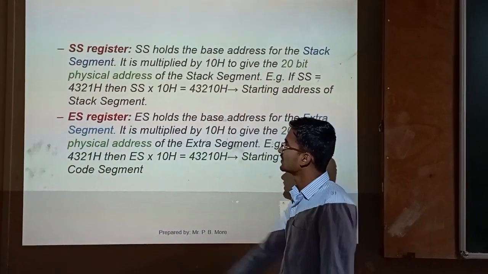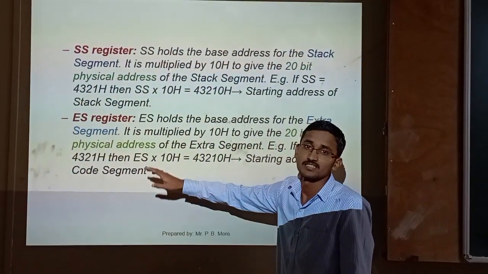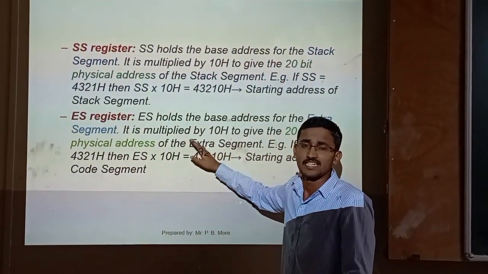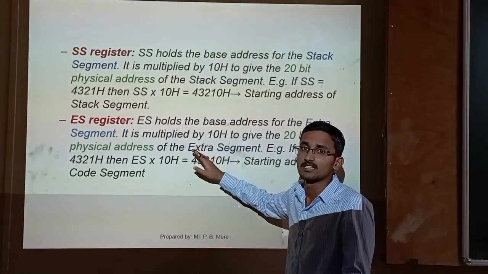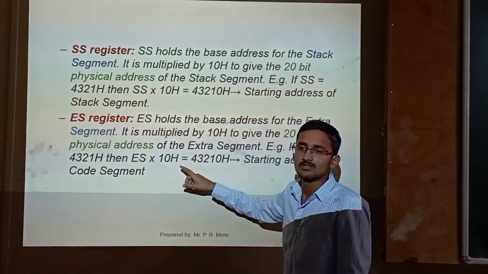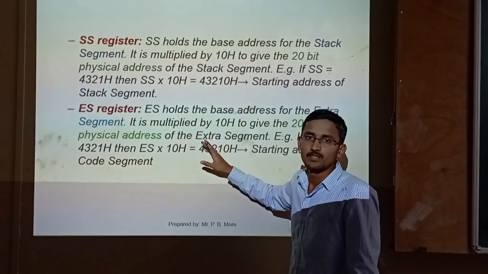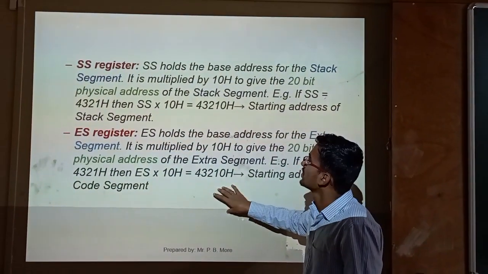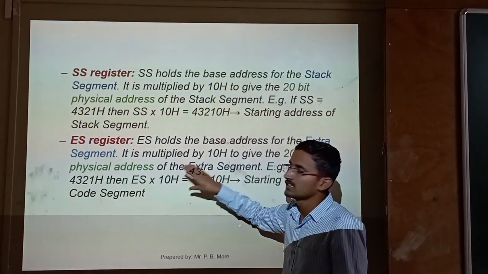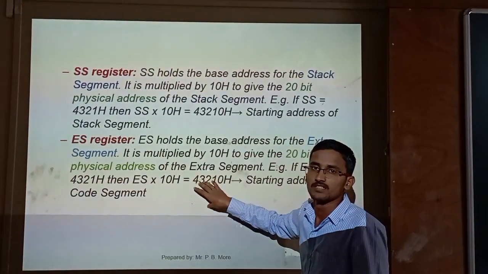Now we will see the fourth register, that is the extra segment register. As I told you, the extra segment register stores the extra data of the data segment, and in a similar way it is also used to obtain the 20-bit physical address. In the same way, we are appending the extra segment register with 10h in order to get the 20-bit physical address.